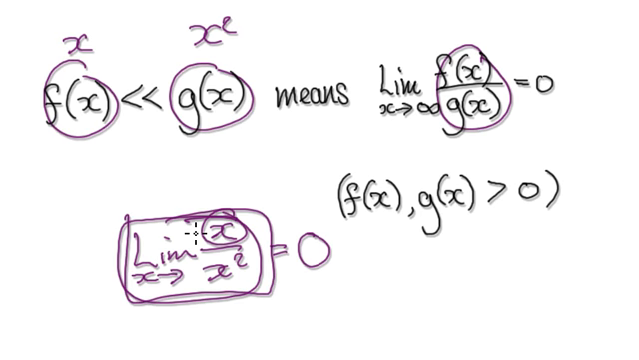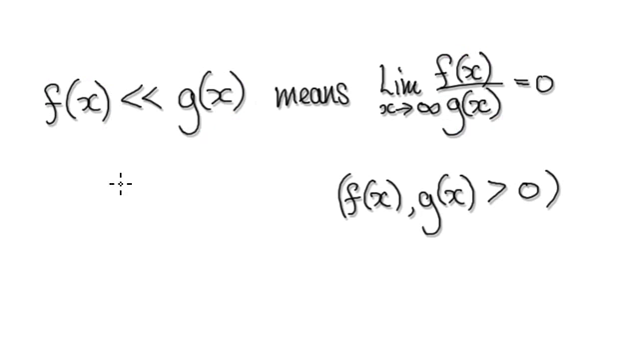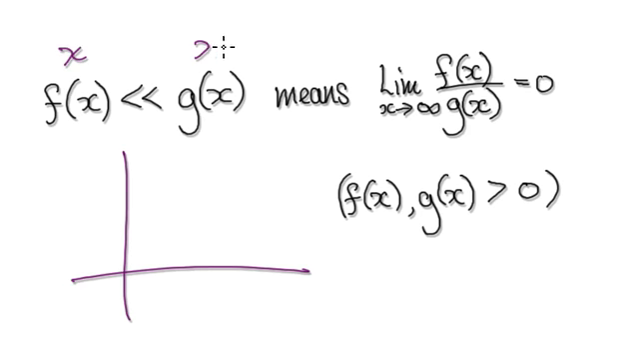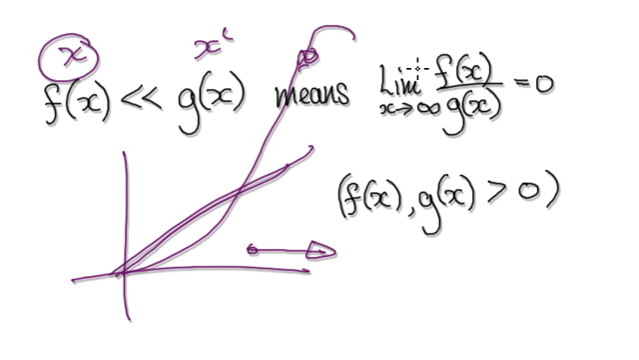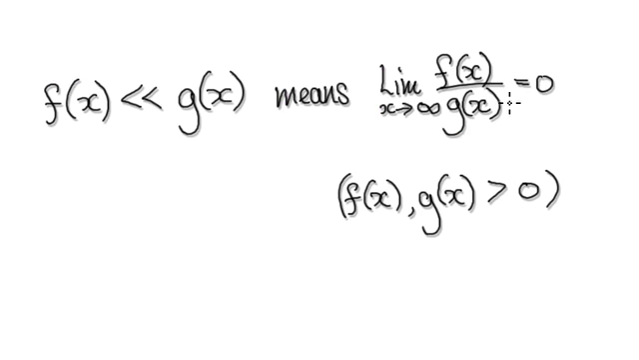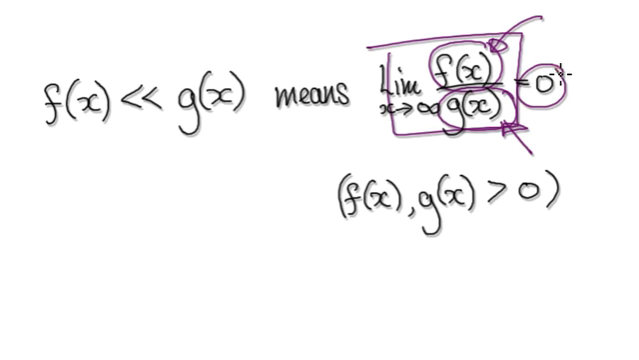Because this thing is heading towards zero, you can say that this function is a lot bigger than this function. If you look at the graph, let's say this is x and this is x squared, y equals x looks like this, y equals x squared looks something like this. As x tends to infinity, you can see that this function will be a lot bigger than this function. And if this function is a lot bigger than this function, then you can see that this whole ratio will head towards zero.